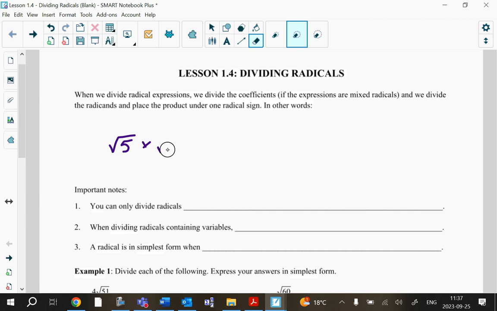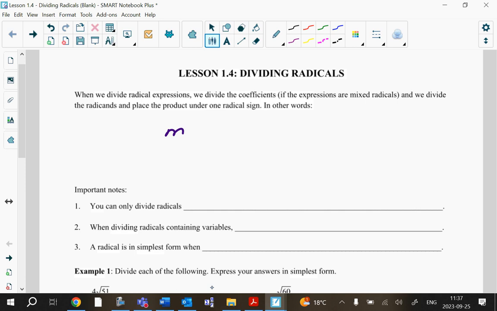So, if we have, make sure I got the right letters here. I have some radical with some index, and there could be a number in front. Okay, it could be a mixed radical. And I divide it by another radical with the same index. That's just the same as m divided by n. You divide the numbers in front, and then you divide the numbers inside each radical to a single radical.